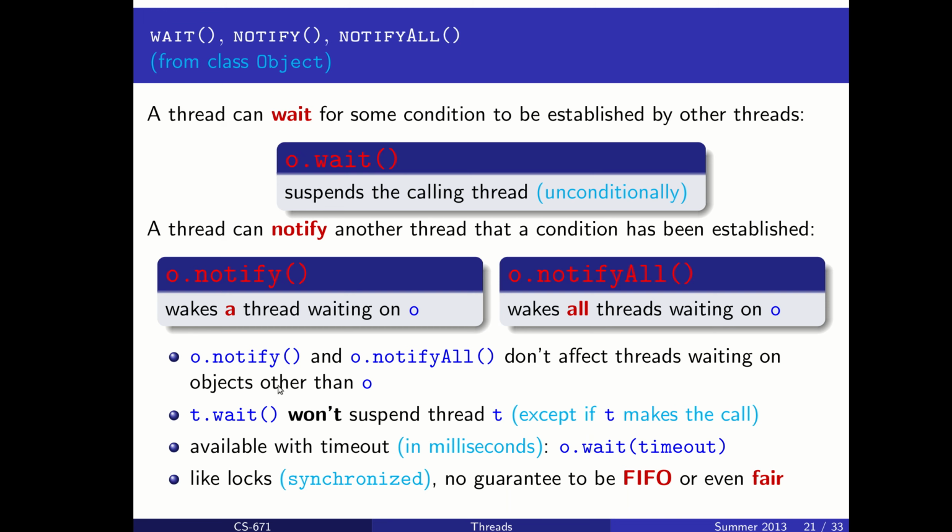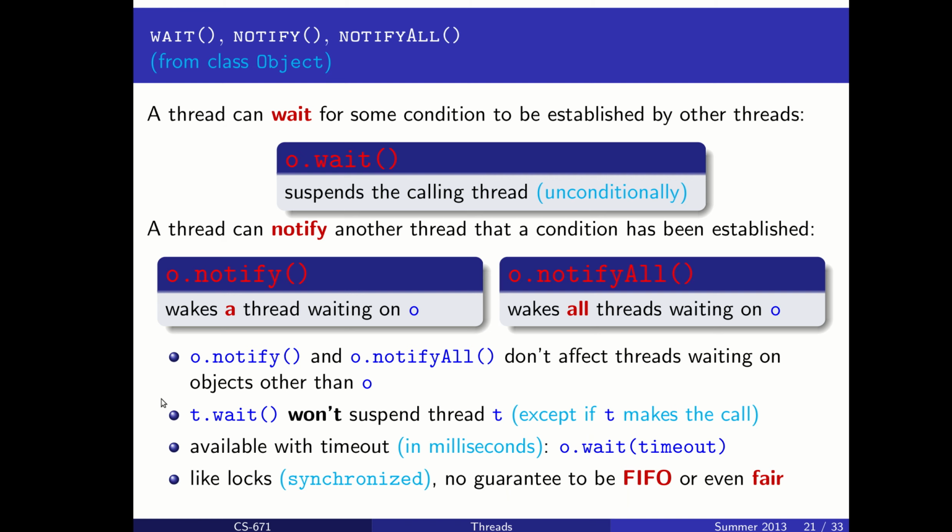So these two methods, notify and notifyAll, do not notify all waiting threads everywhere. They notify threads that are waiting on the particular object that it's been called with. So it won't affect threads that are waiting on other objects. T.wait, again, will not suspend the thread T. It will cause the current calling thread to wait until someone notifies using the thread object T. So it is often wrong behavior to do T.wait like that. Typically you want it on some resource.